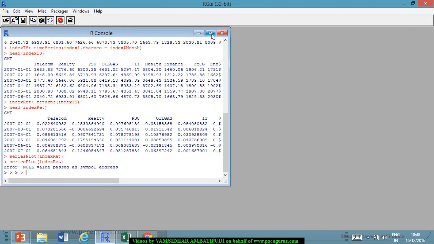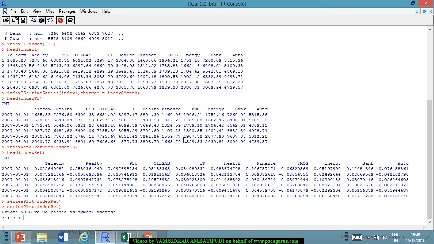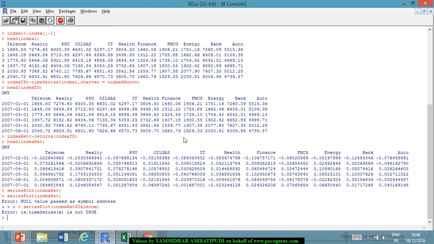So let me close this. Otherwise, let me try for one at a time. So index ret, let me take it as index ret dollar telecom. No. Or I should typically do it as a multiple one.